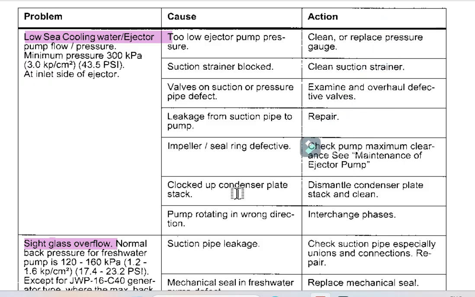Clogged up condenser plate stack. Yes, in that case the condenser plates have to be dismantled and cleaned. Pump rotating in wrong direction. Yes, this is also possible, especially when maintenance of the motor has been done, and maybe by mistake the direction of rotation is changed due to the connections. So interchange the phases, and the problem will be solved.